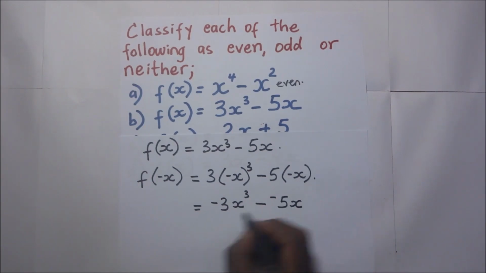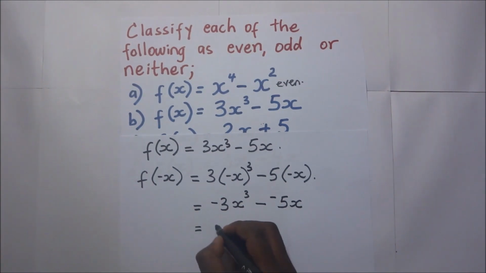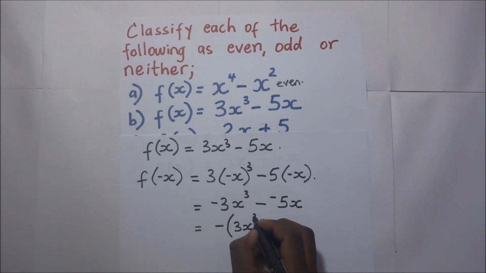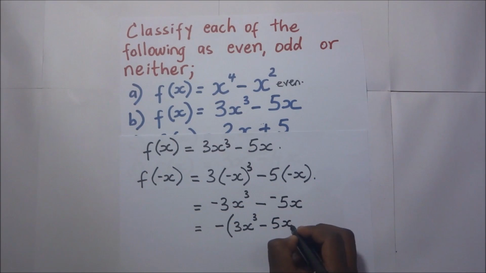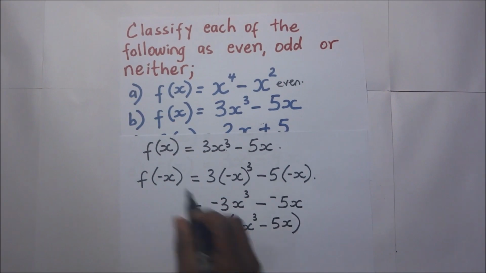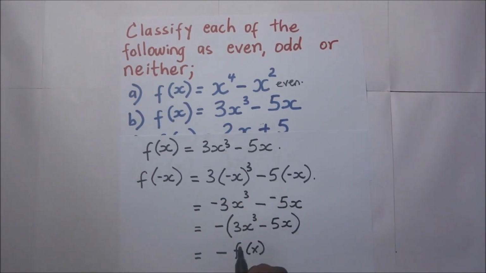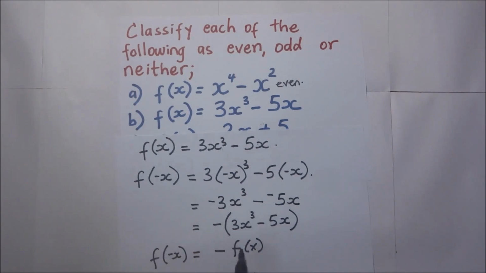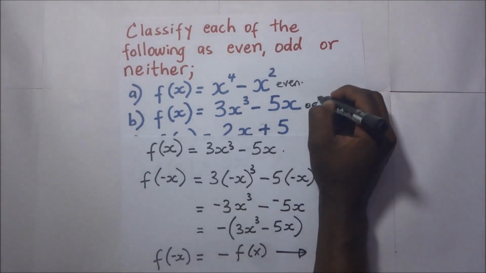Like that. And now if you put this negative outside the brackets, it becomes negative into 3x cubed minus 5x. What is in the brackets here is 3x cubed minus 5x, which is f of x. This is minus f of x. So when we plugged in f of negative x, we ended up with that. This is a property for odd functions. So it means that this is an odd function.